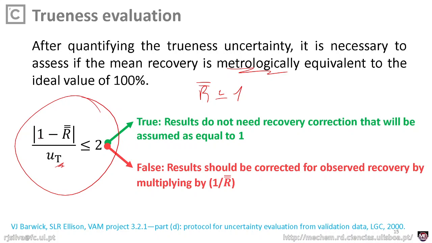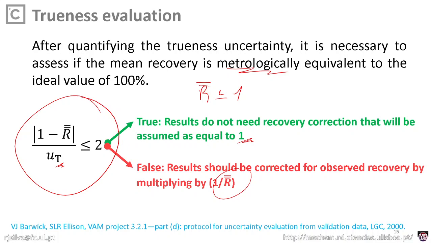And so we have the absolute value of 1 minus the overall mean divided by the standard uncertainty of the overall mean. If this is smaller or equal than 2, you don't need to correct the results for recovery, and you assume that the overall mean is 1 for following calculations. If this condition is not valid, you have to correct your results for the overall mean recovery by dividing by that overall mean, and you have to take that overall mean into account in the following calculations.